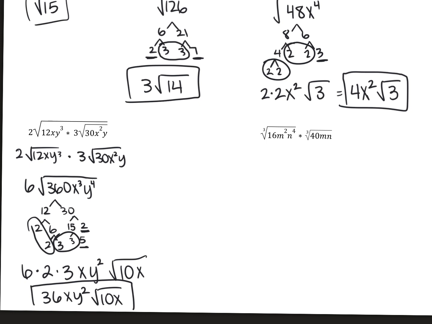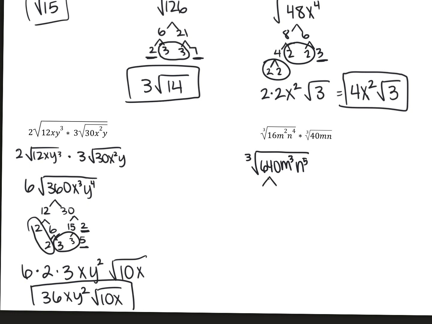We have not done an example where we have a higher root. So we're going to do an example with a cube root. So we have cube root 16 m squared n to the 4th times cube root 40 mn. Both of them are cube roots, so we are allowed to multiply. So 16 times 40, which is 640. And then we'll have m cubed n to the 5th.